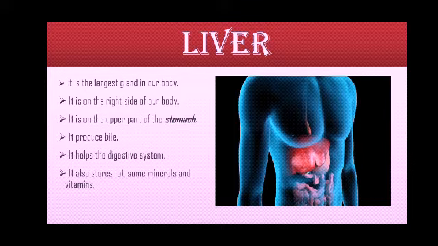The liver also makes proteins. It also takes up toxic substances and converts them into harmless substances or makes sure they are released from the body. The liver is the largest gland in our body and is located on the right side of our body, on the upper part of the stomach. Liver produces bile and helps the digestive system. It also stores fat and some minerals and vitamins.